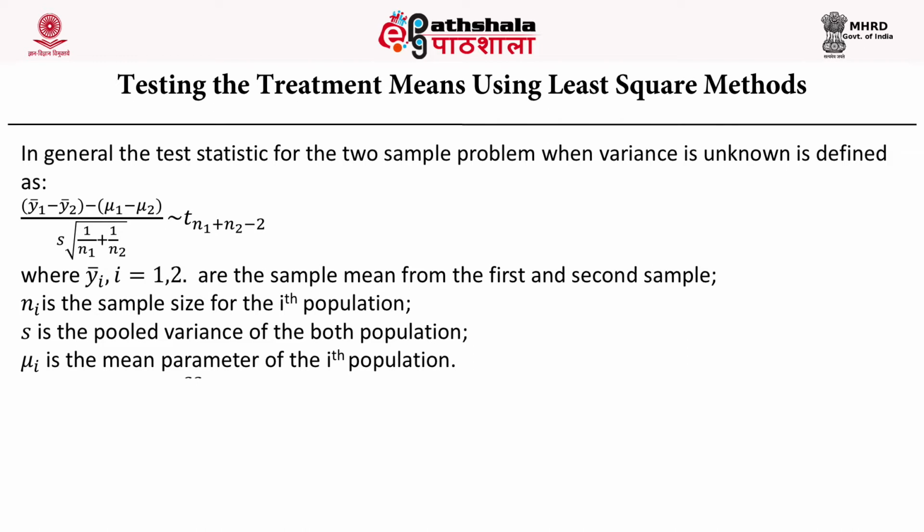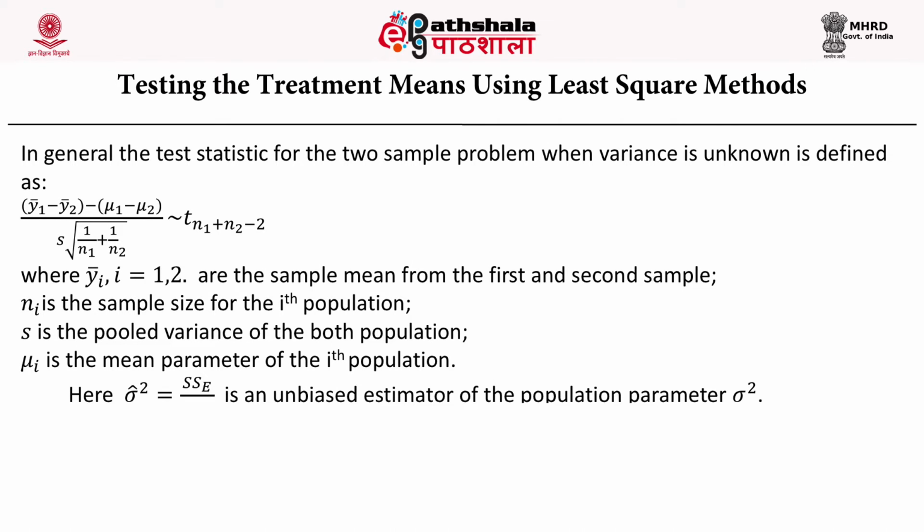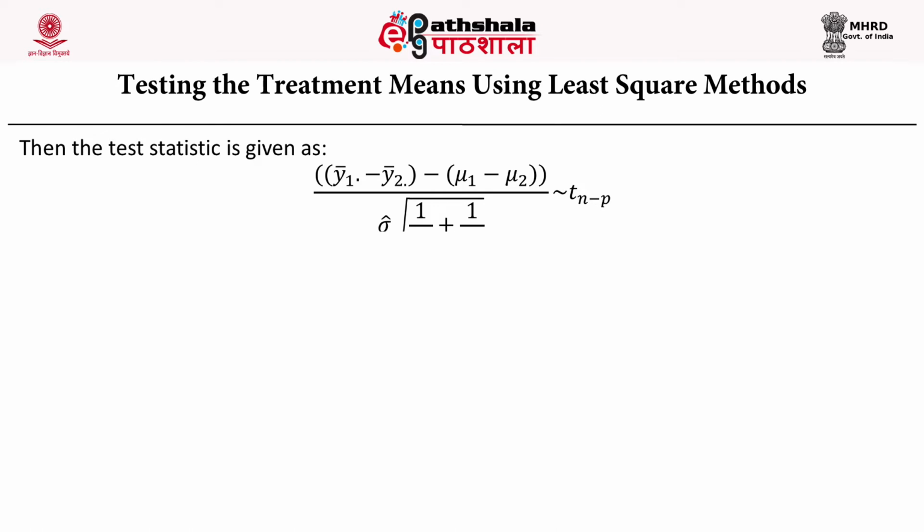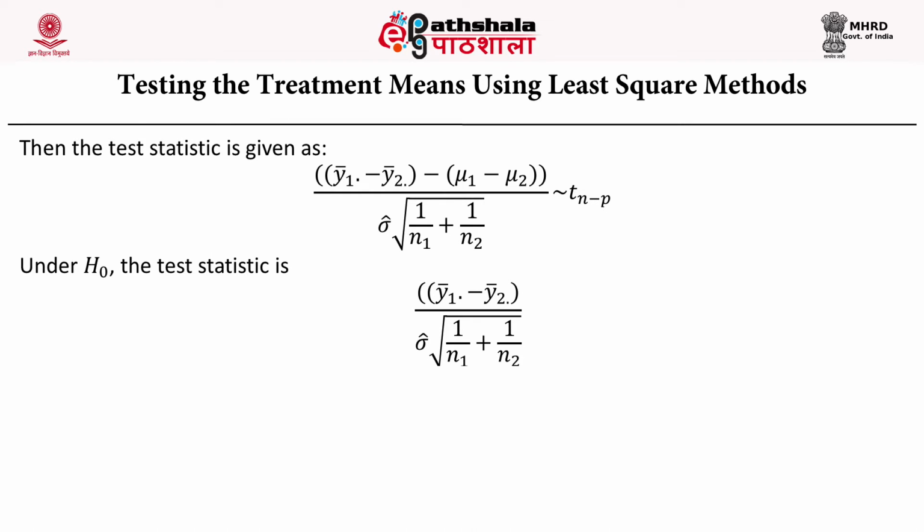are the sample means for the first and the second sample, and ni is the sample size of the ith population, s is the pooled variance of both populations, mu i is the mean parameter of the ith population. Here sigma hat square, which is equal to sum of square of error divided by n minus p, is an unbiased estimator of the population parameter sigma square. Then the test statistic is given as y1 dot bar minus y2 dot bar minus (mu1 minus mu2) upon sigma hat into square root of 1 upon n1 plus 1 upon n2, that follows a t distribution with n minus p degrees of freedom.